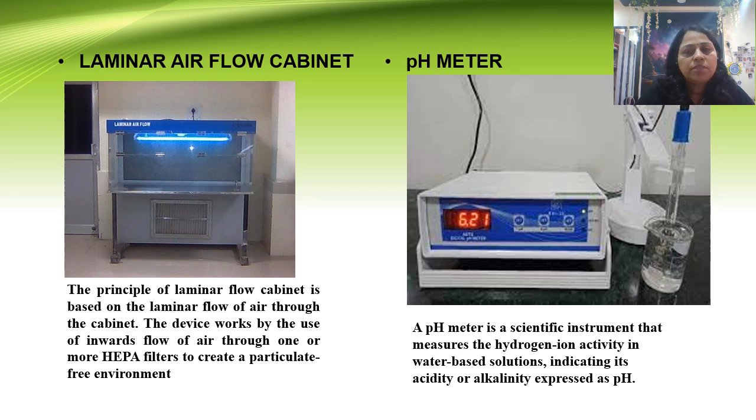This, we all know, is the pH meter, which is used to set the pH of our nutrient medium, that is 5.8 to 6.